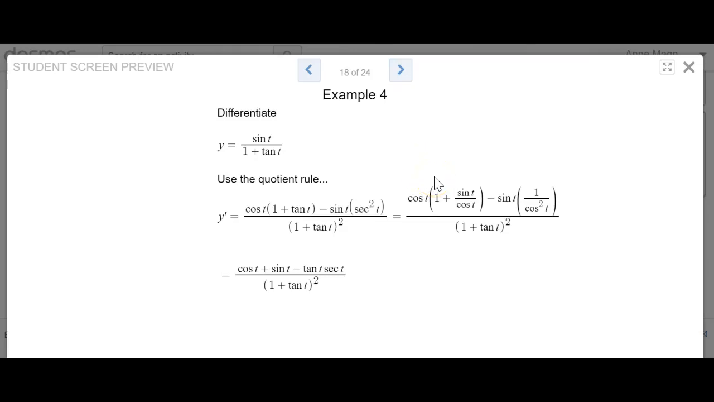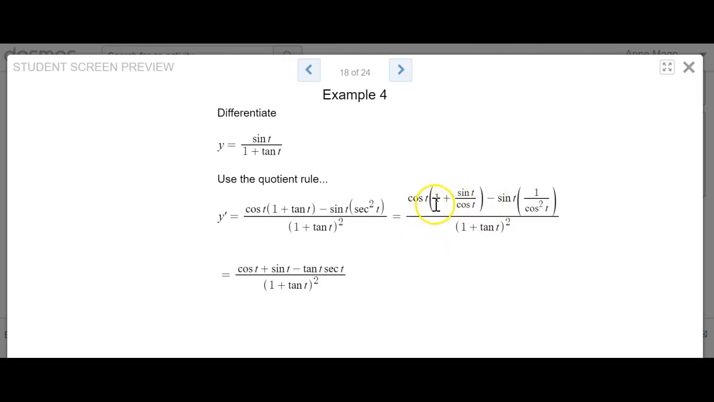So let's look at another example. Sine t over 1 plus tangent t. So again, we're going to use the quotient rule. The derivative of the numerator times the denominator minus the numerator times the derivative of the denominator. We saw that the derivative of tangent t was secant squared t, all over 1 plus tangent t squared.